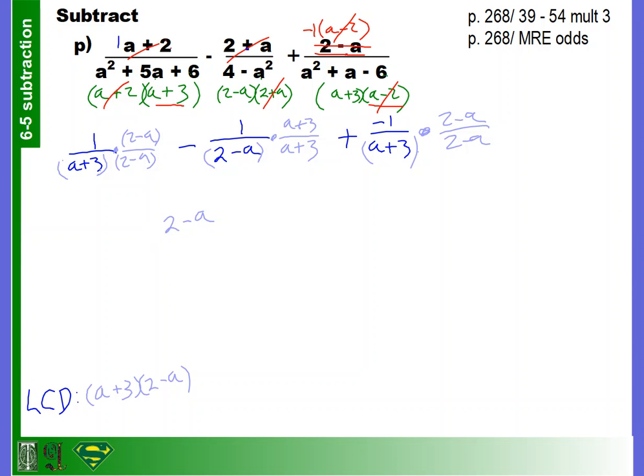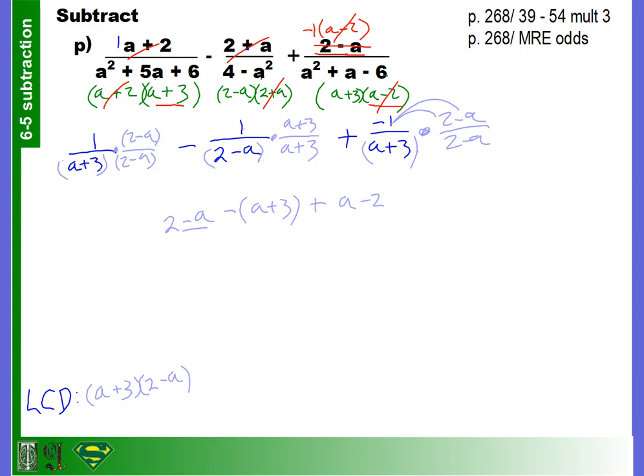So we have this, and then we're going to subtract. 1 times a plus 3 is a plus 3. And then we're going to add, and that's a negative 1 times negative a, because negative 1 times negative a is positive a. Negative 1 times 2 is negative 2. We doing okay so far? Yes. Okay.